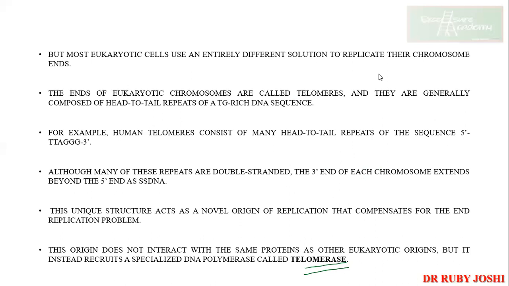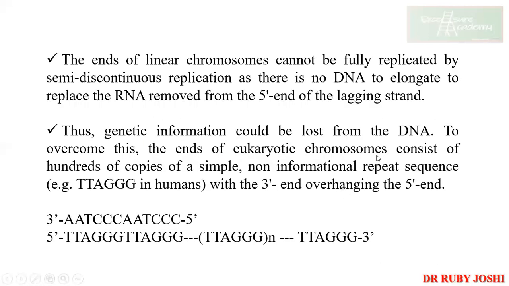Okay, so telomeric replication एक छोटा सा intro दिया है, but maybe not tomorrow, or maybe on Sunday, we are going to study about the telomeres and telomerase in details. I'm just giving you introduction now. So the ends of the linear chromosomes cannot be fully replicated by the semi-discontinuous replication, as there is no DNA to elongate to replace the RNA, which is removed from the 5' end of the lagging strand. So this could be lost, and that's why we have got the overhang.